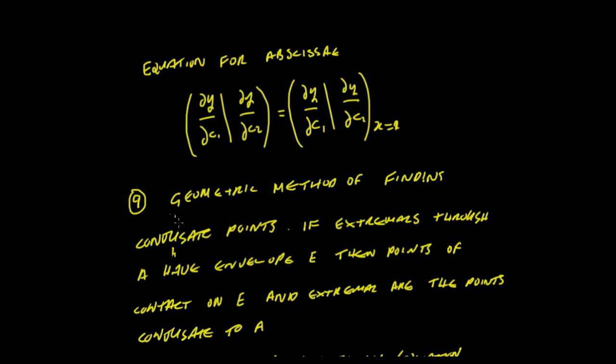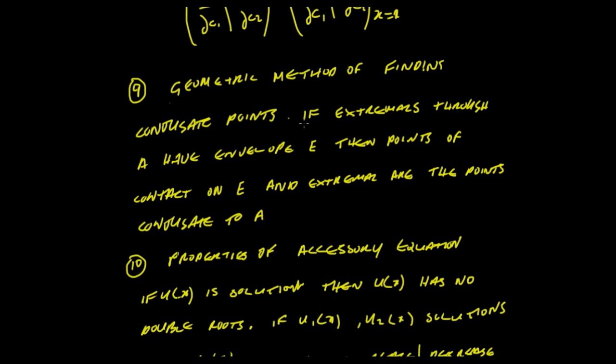We then looked at a geometric method for finding the conjugate points. So if the extremals through some point A have some envelope E, then the points of contact of the envelope and the extremal are the conjugate points to A.